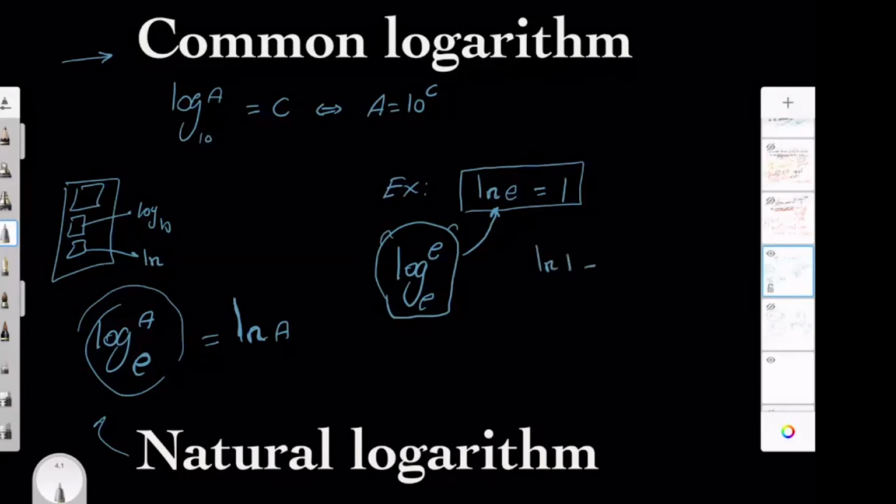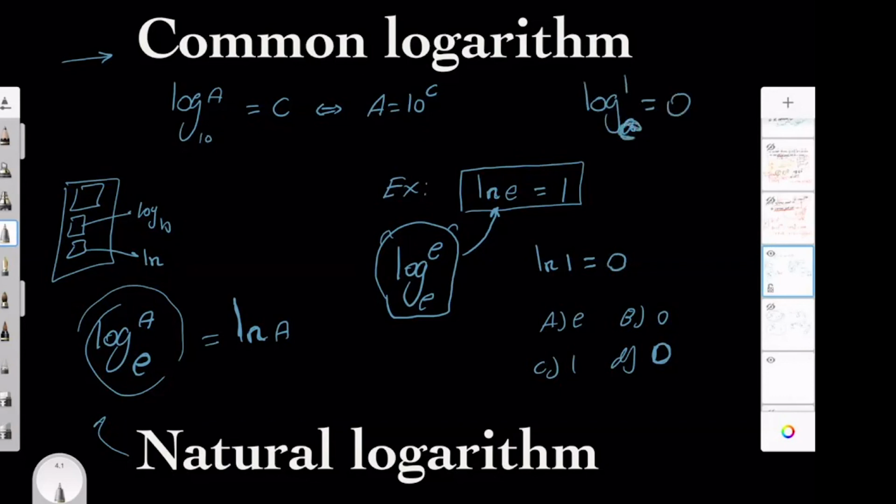What is ln of 1? A, 0? B, 0, C, 1, D, e. Which one do you think is correct? I said 0. Very good. The answer is 0. Again, we know log of 1 to any base, the answer is 0. If the base is e, again it is 0. So ln of 1 is 0.